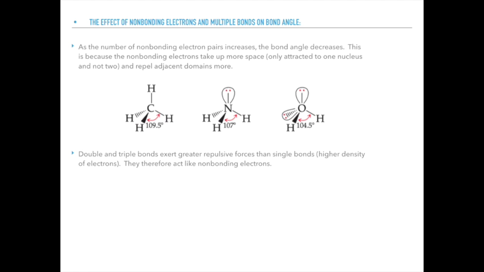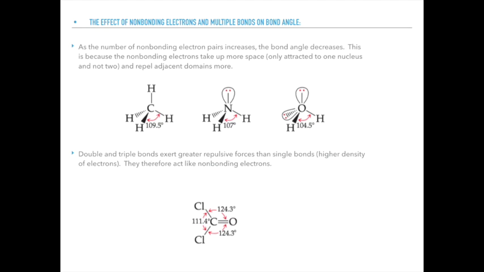The last thing you can do to bond angle is you can have multiple bonds. Well, a double bond or a triple bond actually exerts greater repulsive forces than single bonds do. And that's because they have a higher density of electrons. They're sharing more electrons between them. And therefore, they're going to act kind of like non-bonding electrons, where they are repelling adjacent atoms.